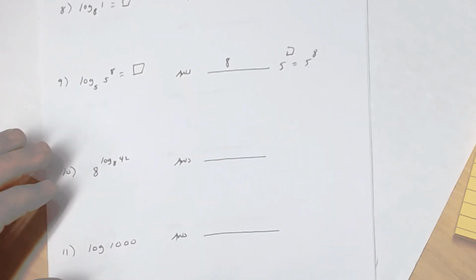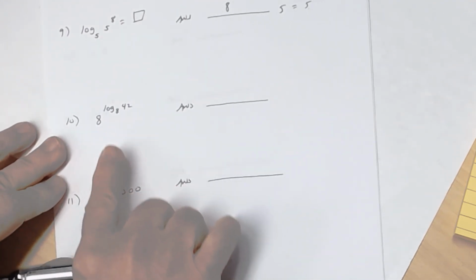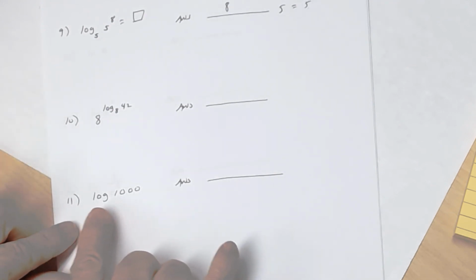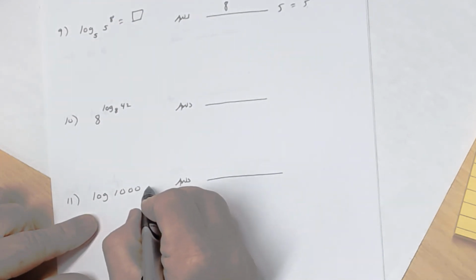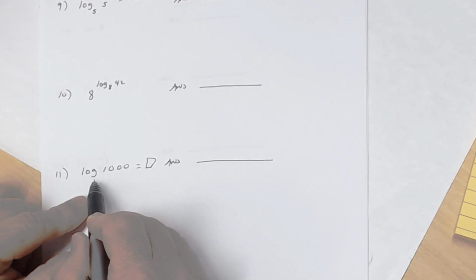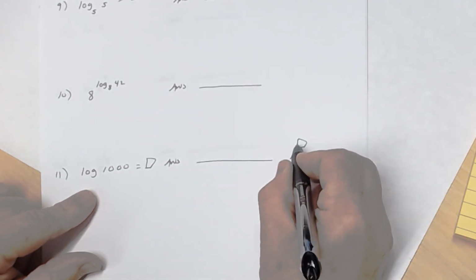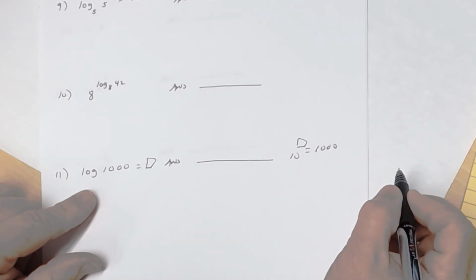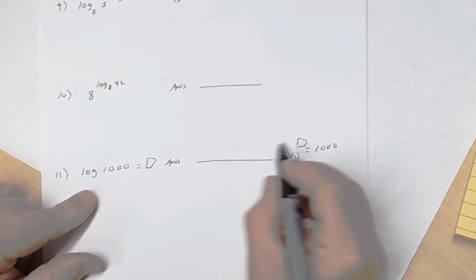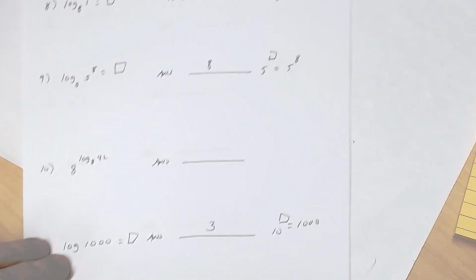Very simple, isn't it? Okay, now we're going to skip 10 for right now, and we're going to come back to it, because we have to review something about 10 first. So let's look at 11. Let that equal box. Now here's how you're going to do this. You don't see a number listed here, right? Well, if there's no number listed here, what is it understood to be? It's understood to be 10. So that's your common logarithm. So you're going to say 10 to what power is 1,000. Well, 10 squared is 100. 10 cubed is 1,000. So the answer is 3.